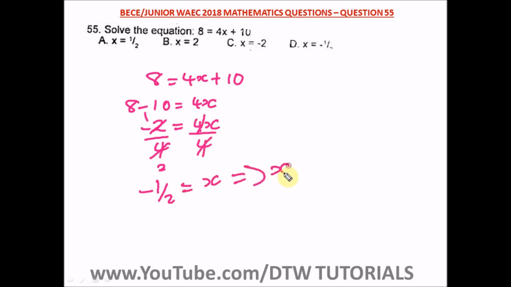So we have x is equal to minus 1 over 2. Don't forget your negative sign, okay? x is equal to minus 1 over 2. And our right option here is option D. This is minus 1 over 2. Our right option here is option D.